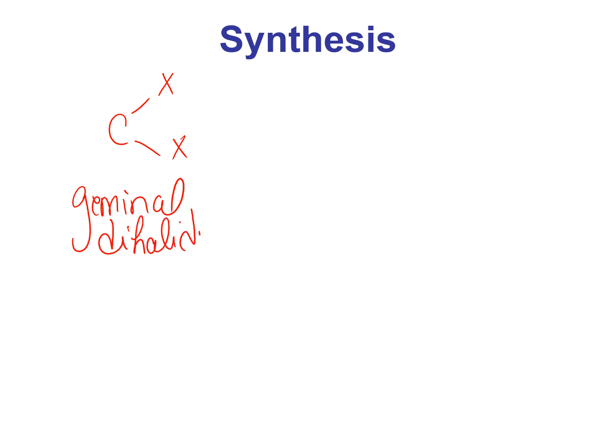The third method is from halogens. If you have two halogens attached to the same carbon, we call this a geminal dihalide. Please refer to the video of alkyl halides. This is a geminal dihalide. If you remove the halogens and you place a molecule of water in their place, either in acid medium or in alkaline medium, sorry, you can only use the alkaline medium.